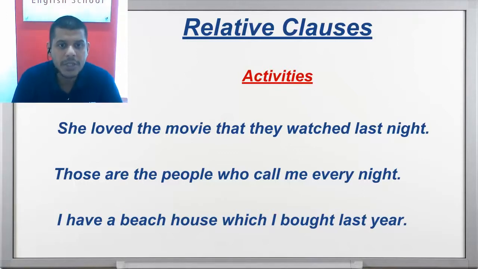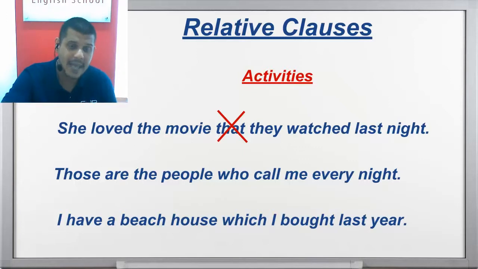So for example, she loved the movie that they watched last night. I have a question. Where is the relative pronoun? The relative pronoun is that, right? After the relative pronoun, what do I have? A verb or a pronoun? I have a pronoun, they, right? So she loved the movie that they watched last night. When I have a pronoun after the relative pronoun, I can remove the relative pronoun. So the sentence can be, she loved the movie they watched last night, right?